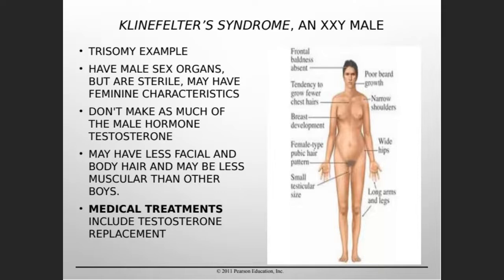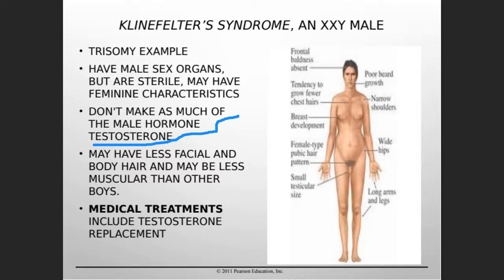So they don't make as much of the male hormone testosterone, so they tend to become what we call feminized, right? They can get breast development, small testicular size, female pubic hair pattern versus male, somewhat wider hips, longer arms and legs, narrow shoulders, again, poor facial growth. Frontal baldness is absent, but these all vary in severity. Some Klinefelter syndromes you can barely tell.